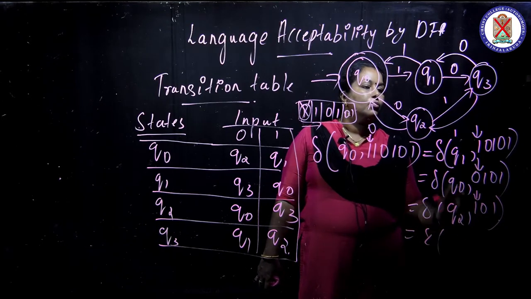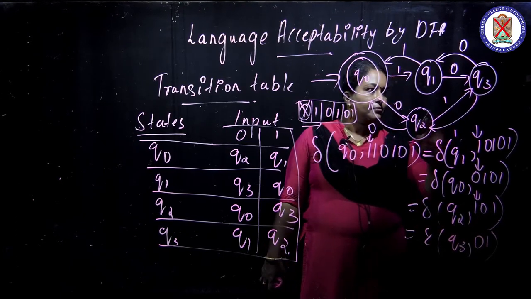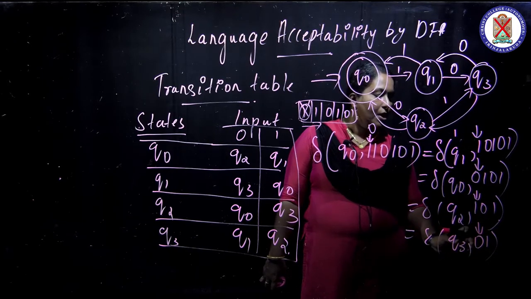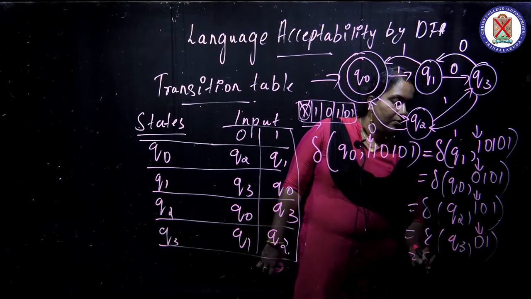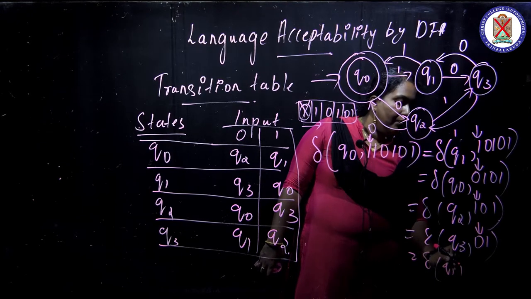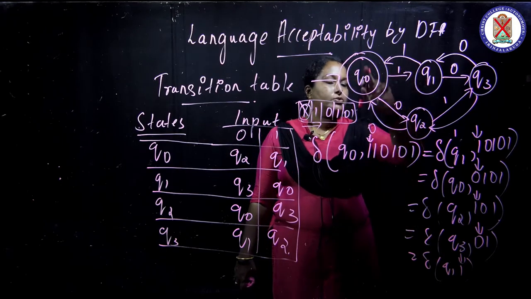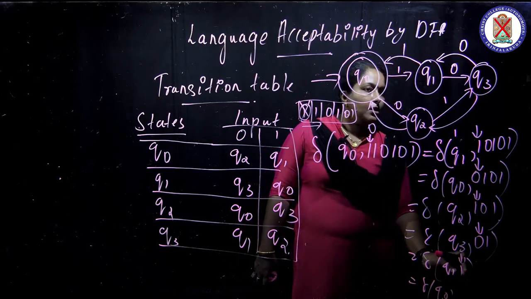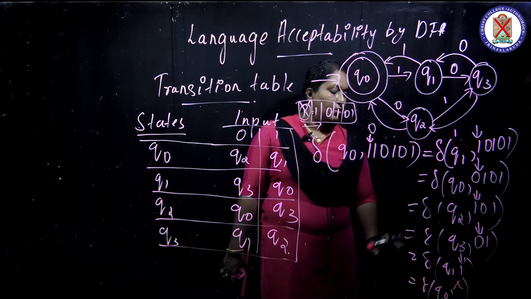Next one, Q2 on 1. Q2 on 1 goes to where? Q3. So Q3, comma 01. Now the arrow comes on top of the 0. So Q3 on 0 goes to Q1. So delta Q1, 1. The arrow comes on top of 1. So Q1 on 1 goes to Q0. So delta Q0. Is any other symbol left here? No. So it is marked by epsilon.